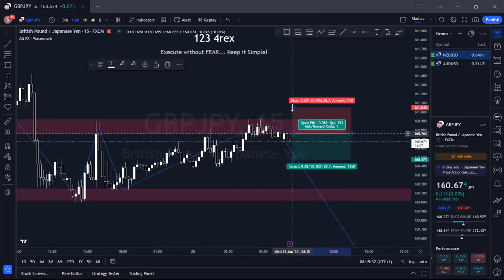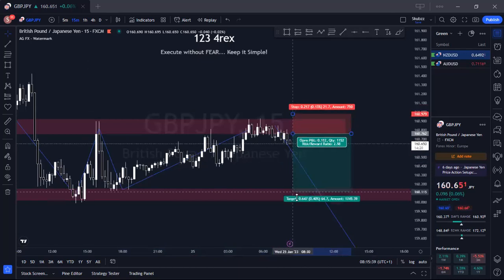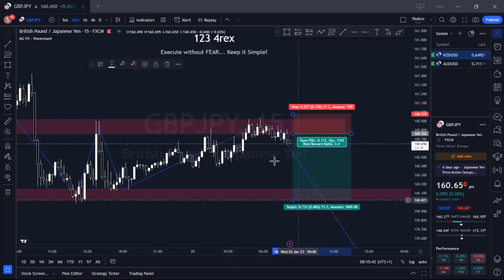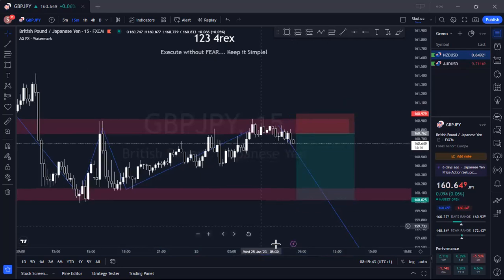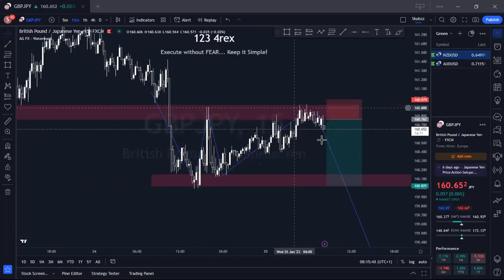We can have something like this. Do you get something like this? 3.26. Something like this. But it's basically still within the range. Yeah, it's still within the range. That's why it's still tapping into this level that price tapped into.